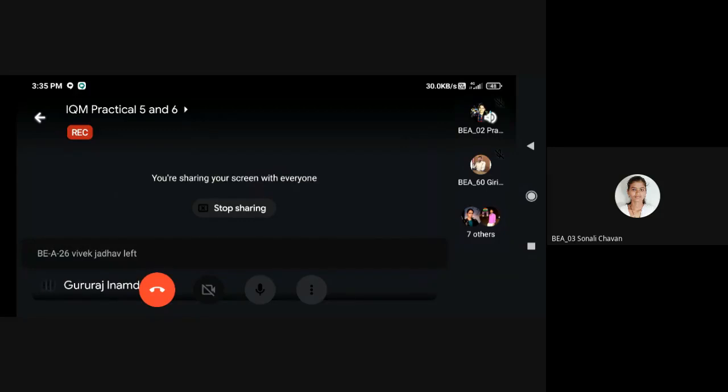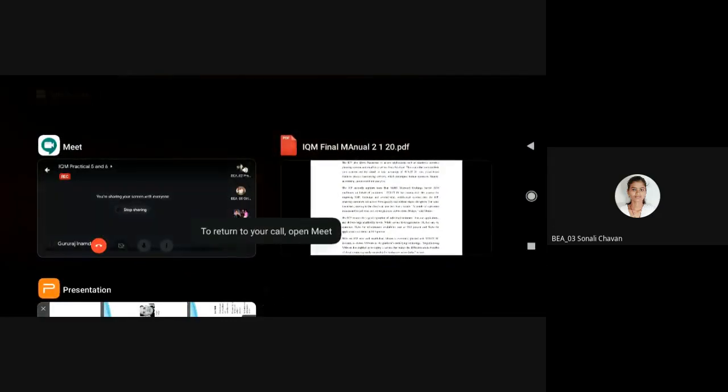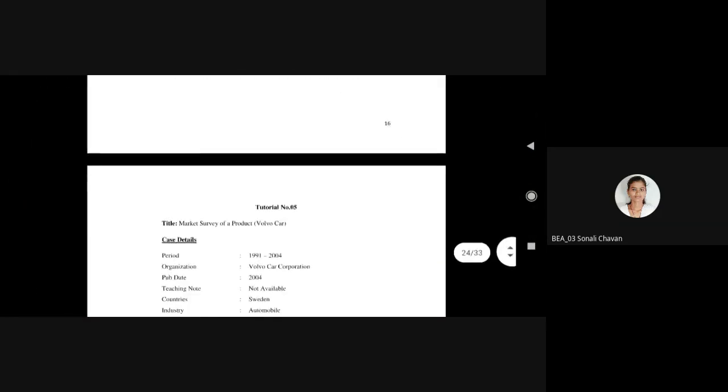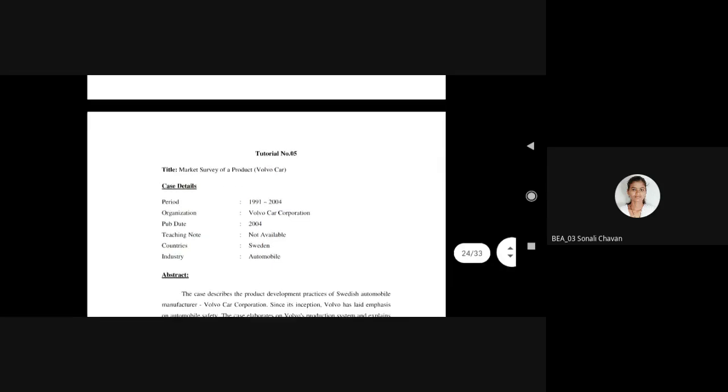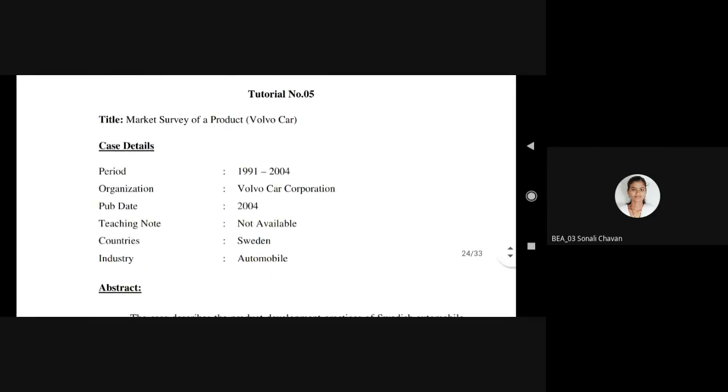What does the market expect? Which type of customer is in the market? We compare our product with the products already available in the market. The factors that attract people towards our product are also very important for the market survey. In this practical number 5, we have to study which factors and points are very important in a market survey.